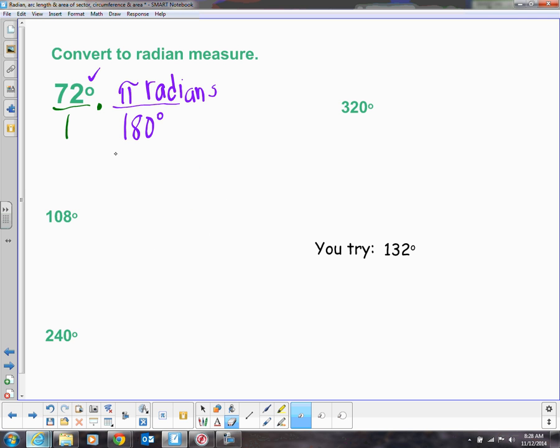Because when I go to my next piece, you need to see it. Pardon? Theta represents the angle. Radians represent its measure.